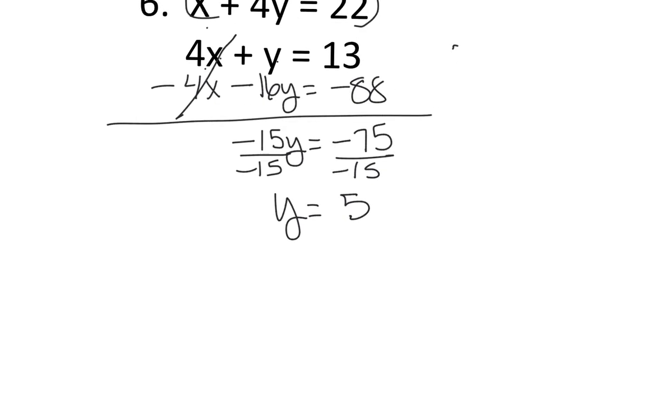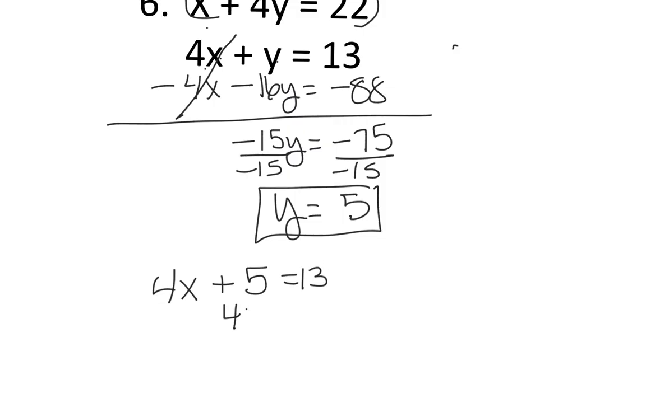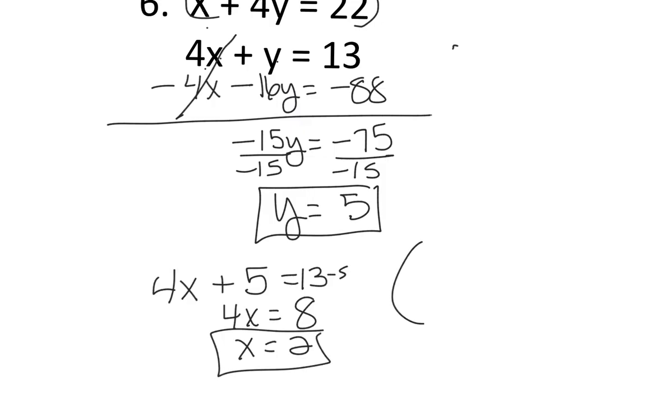Okay, now I could substitute y for 5, so let's just plug it in. It's 4x plus y, so 4x plus 5 equals 13. We're going to subtract 5 over here, so 4x equals 8. X equals 2. So my ordered pair is (2, 5).